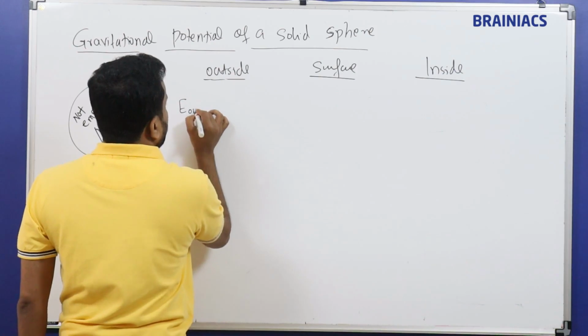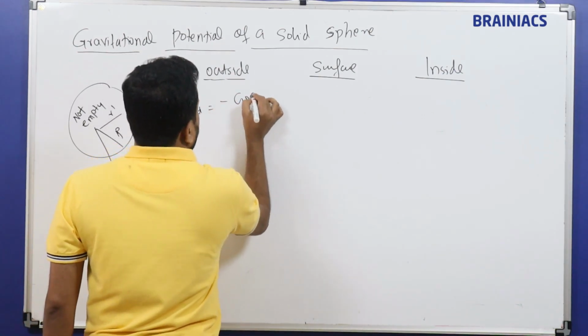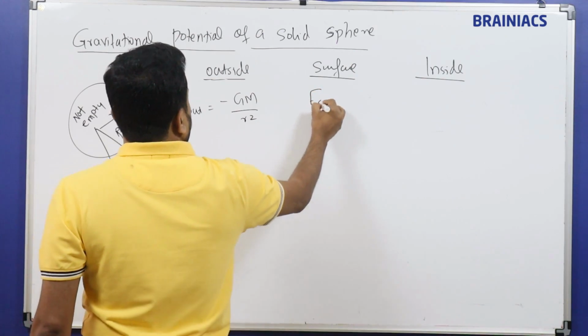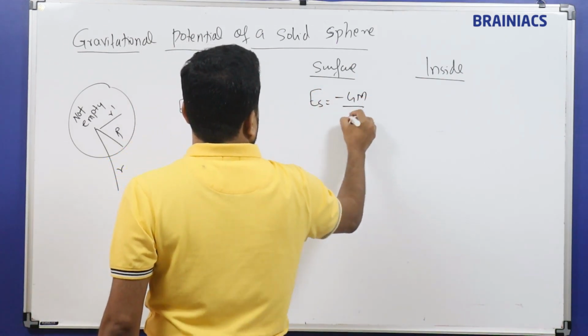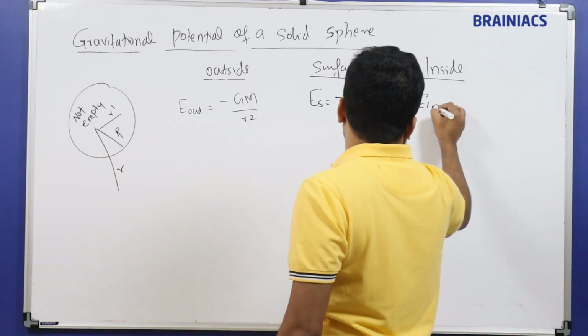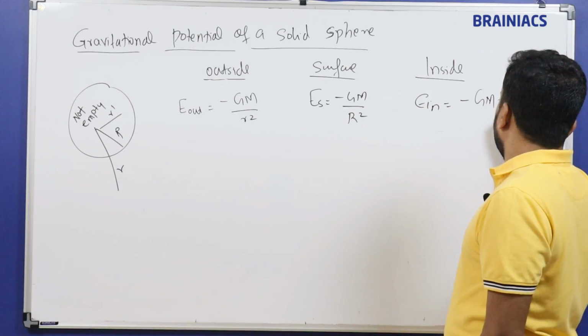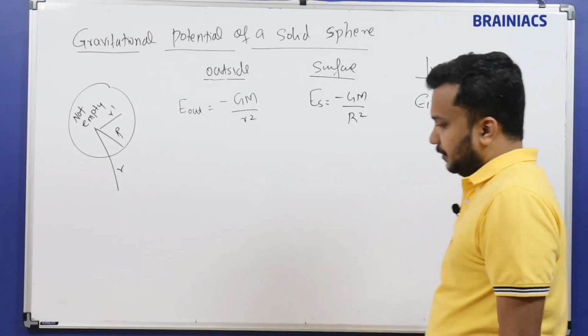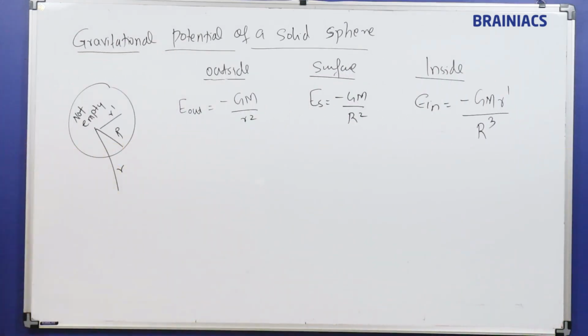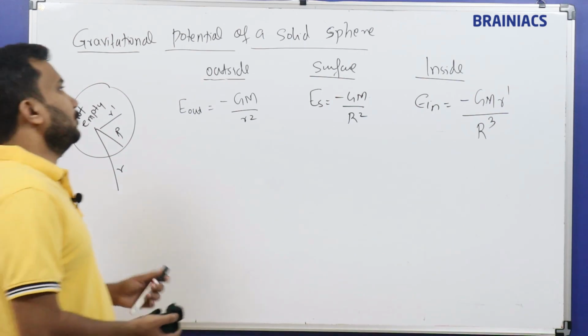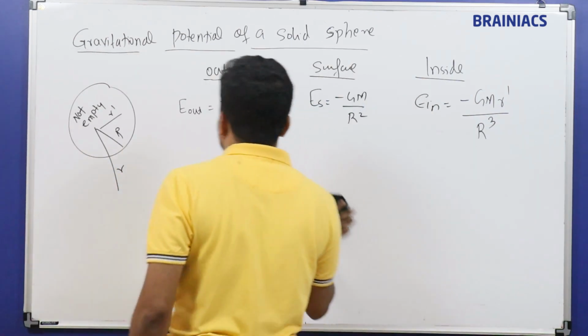So E at outside is equal to minus GM by r square, and E at surface is equal to minus GM by R square, and E at inside is equal to, you remember this, many students will forget this one, minus GM into r dash divided by R cube. So this is important, never forget this one, because there is a high chance to forget about these things. Okay, so there are different things, so we will see one by one.